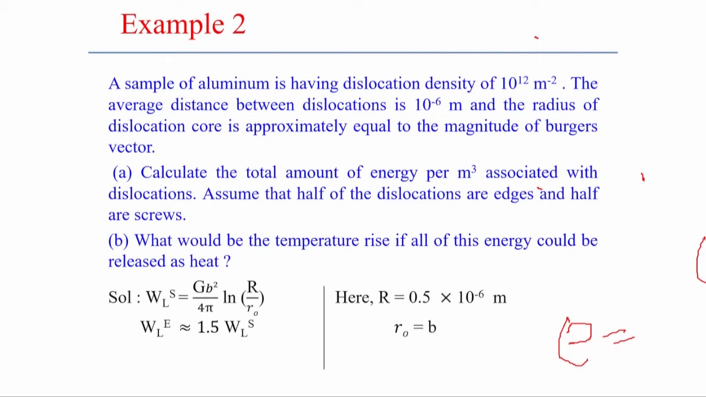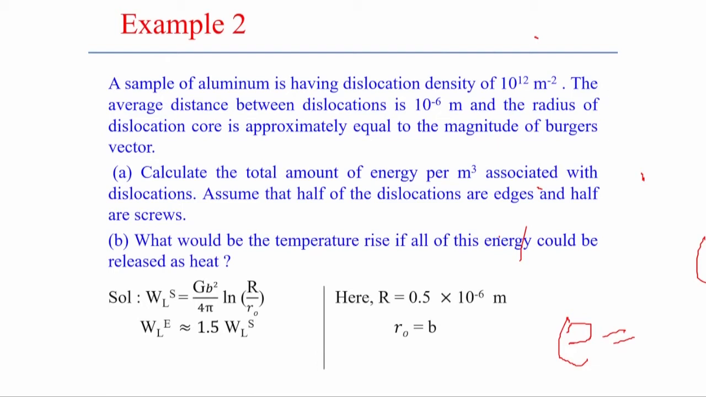Now here the size of the core is given, R0 equal to the magnitude of the Burgers vector. That means R0 equals b, and capital R is also given. But the point is how we can estimate capital R.